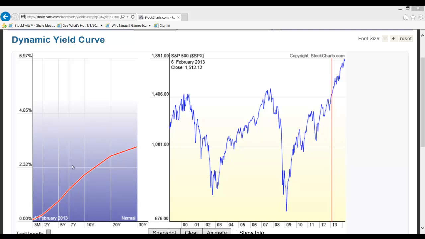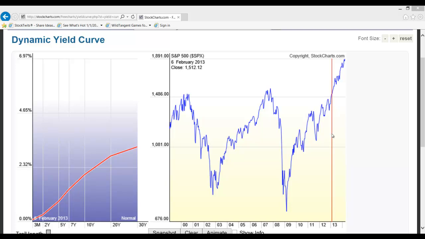Now, when it gets inverted, when it goes the other way, or flattening, many people read into that that it can be an indication that the economy is slowing, and an inverted yield curve would be a recession. Now, over here to the right is the stock market. This is the S&P going back to 2000. So this was the crash in '08, '09, and then this is the huge rally.